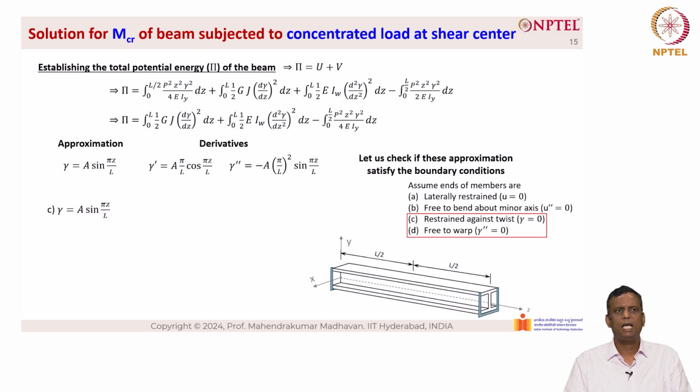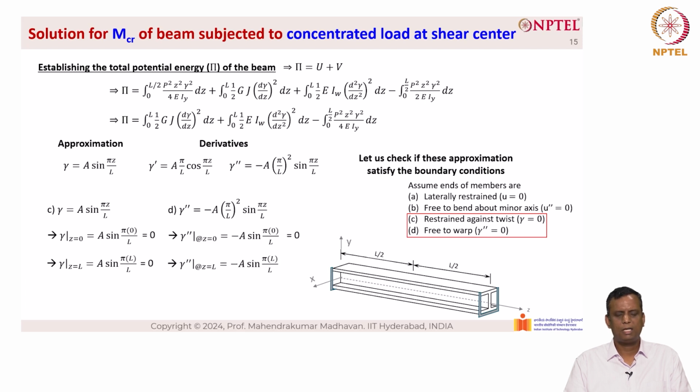So for C, gamma equal to A sin pi z by L. So gamma at z equal to 0 equals A sin pi 0 into L, which is equal to 0. Gamma at z equal to L equals A sin pi L by L, which is also equal to 0. So gamma double dash again is a function of sine. So we have gamma double dash equal to minus A into pi by L the whole square into sin pi z by L. So gamma double dash at z equal to 0 is 0, and similarly, gamma double dash at z equal to L equals 0. Now the boundary conditions are satisfied.